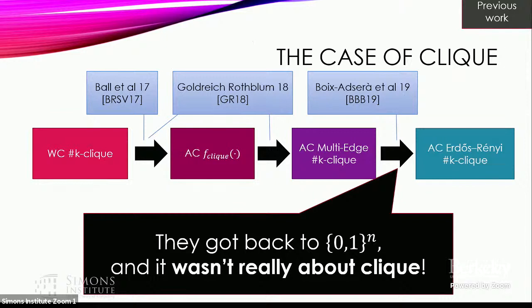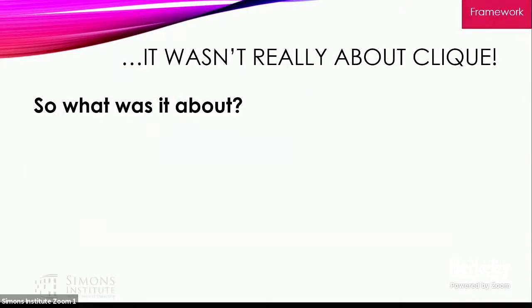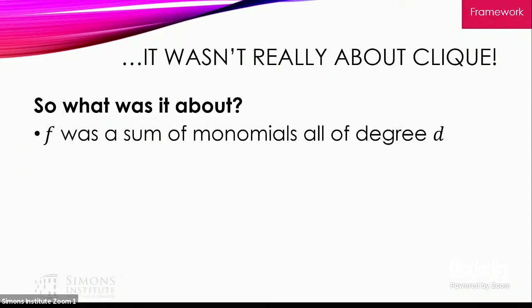You're able to start from a worst case counting k-clique problem and show that counting k-cliques over iterator graphs is just as hard. And it wasn't really about being in {0,1}^n. It wasn't really about the k-clique problem. So what was it about? It was about the fact that f was a sum of monomials that were all of degree exactly d. It was about the fact that it was d-partite in this way, so that we're grabbing the ith bit of all the a-type things and the jth bit of all the b-type variables.